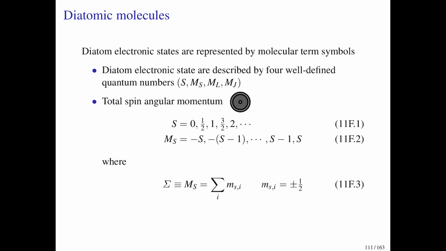M sub j is the quantum number representing the z component of the total angular momentum. The total angular momentum has a contribution from both the spin and the orbital angular momentum. And so the z component of the total angular momentum vector is also a valid quantum number for diatoms.